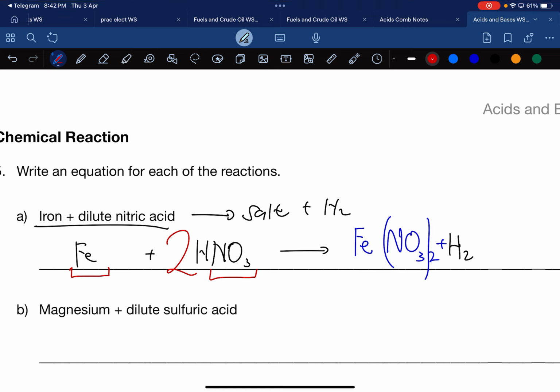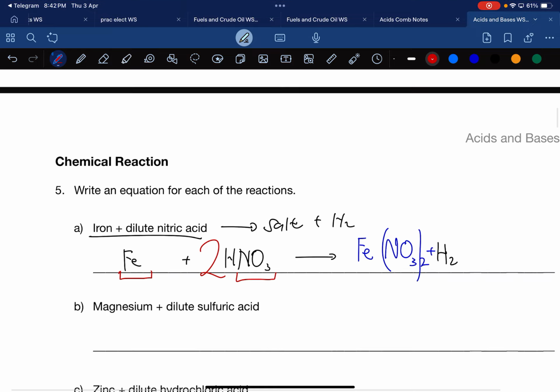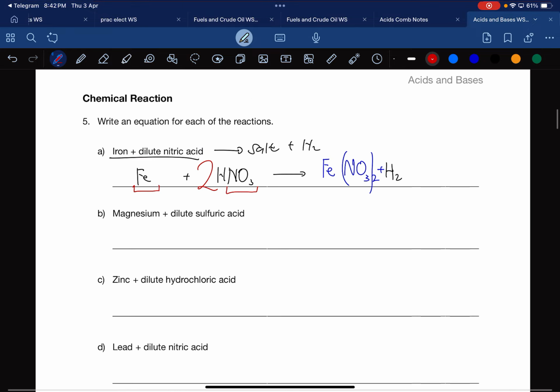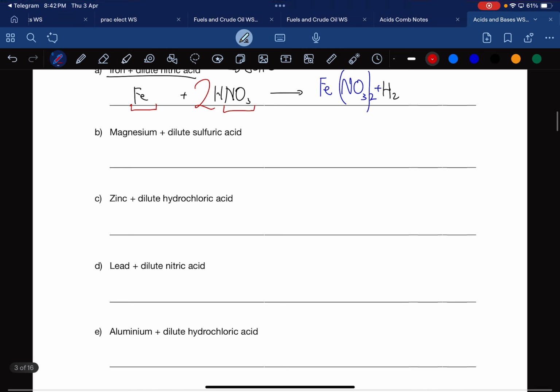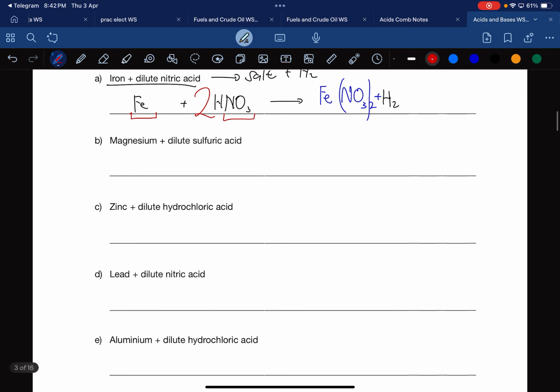Are we clear? If yes, can you guys try B, C, D, and E? Would the chemical formulas be written for us? What do you think? Agreed. Yes, refer to it for now. Just for now. Eventually we will do away with it.